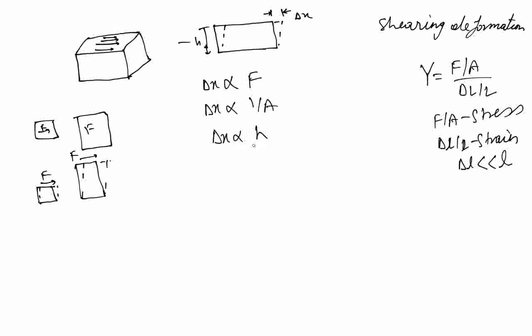block, and all this can be combined similar to this in a form to be written as S equals F over A divided by delta X over H. This is called the shearing stress, this is the shearing strain, and this is called the shear modulus. The first one was called the Young's modulus. So this is the second case.